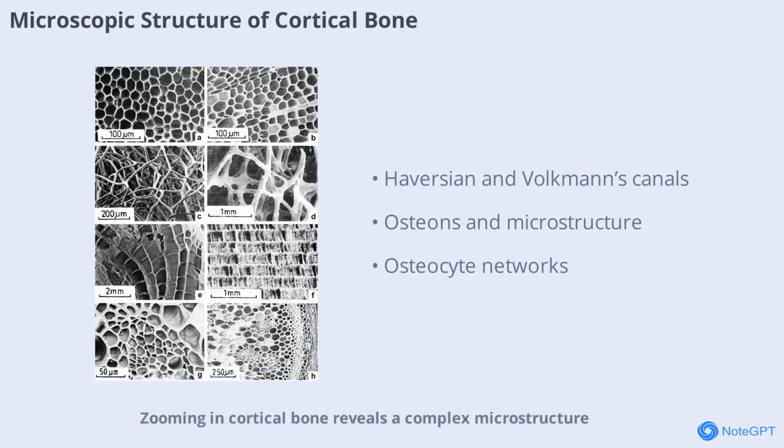Zooming in, cortical bone reveals a complex microstructure. It contains vascular porosity, Haversian and Volkmann's canals, which house blood vessels and nerves. The lacuna canalicular network provides living spaces for osteocytes, the most abundant bone cells. Osteons, cylindrical structures around Haversian canals, are key to bone strength and ability to repair microdamage. This intricate organization allows bone to be both strong and responsive to physiological needs.